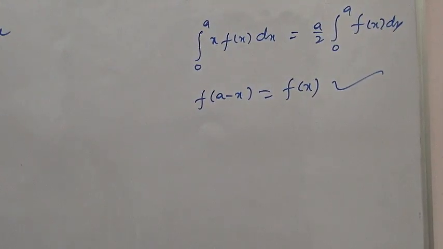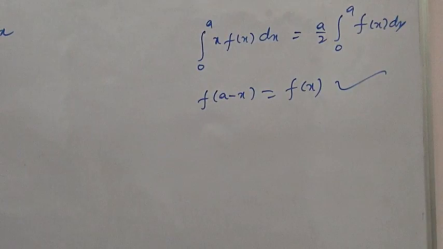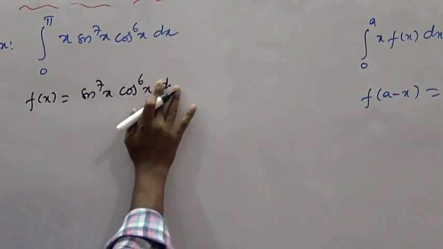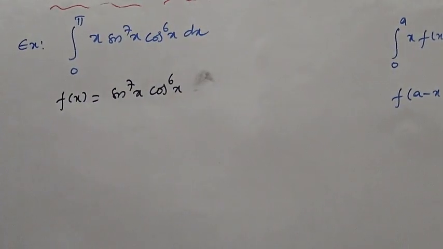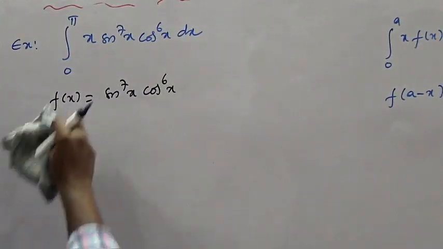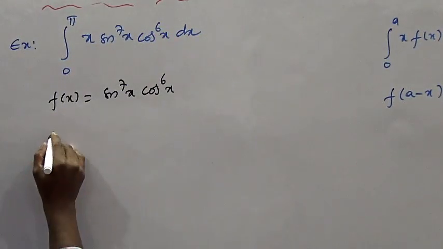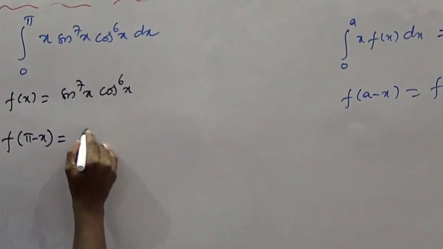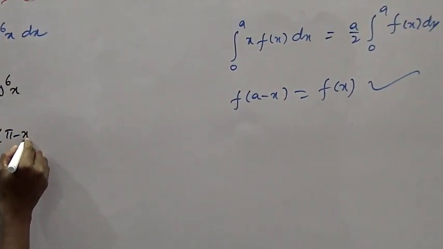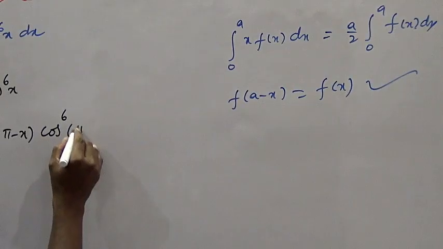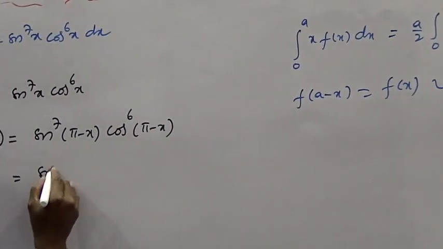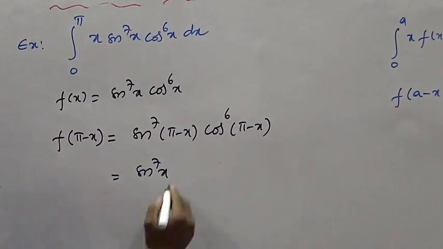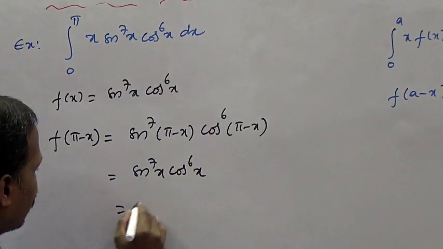Now, what is the f of x here? Here f of x equals sin power 7x cos power 6x. What is the a value? The a value is pi. So check it, f of pi minus x, that is f of a minus x, equals sin power 7 of pi minus x, cos power 6 of pi minus x, which equals sin power 7x times cos of pi minus x, which is minus cos x, but power 6 is there, even power, so cos power 6x, which equals f of x.